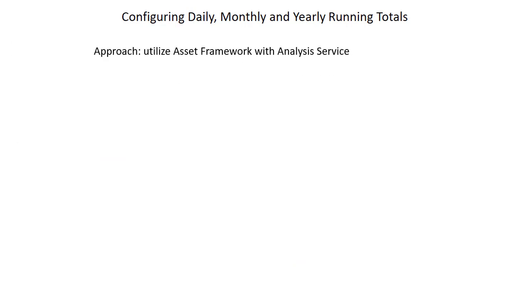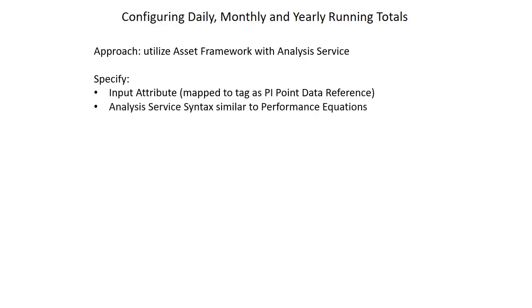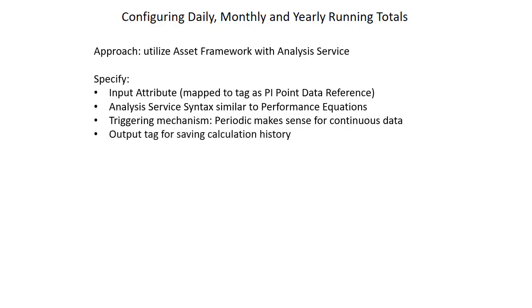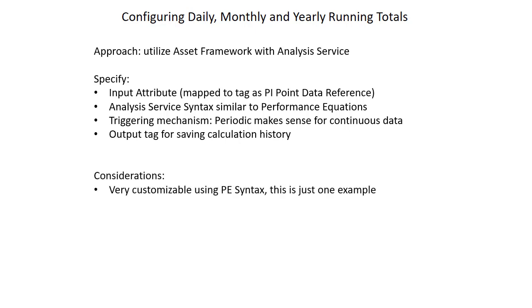The approach we're going to use is to use Asset Framework with Analysis Service. We're going to need to specify the input attribute, which is mapped to the PI tag that we're trying to total. It's mapped as a PI Point data reference. The syntax that we use in Analysis Service is very similar to performance equations. We need to pick a triggering mechanism, which we've already discussed that we want to use periodic for our time-weighted total. And we're going to need an output tag for saving our calculation history.